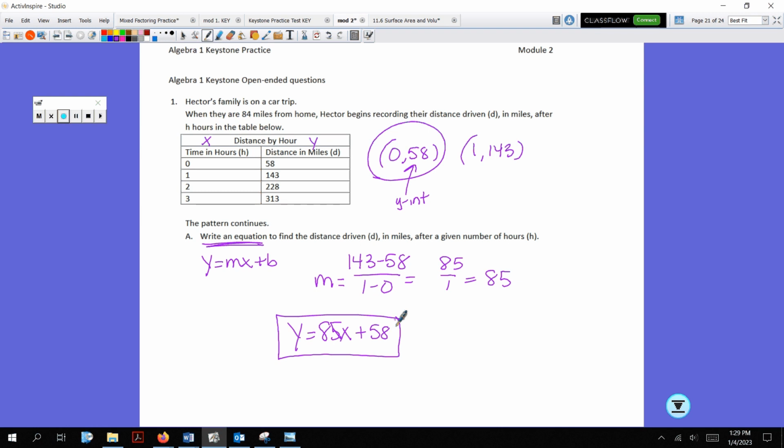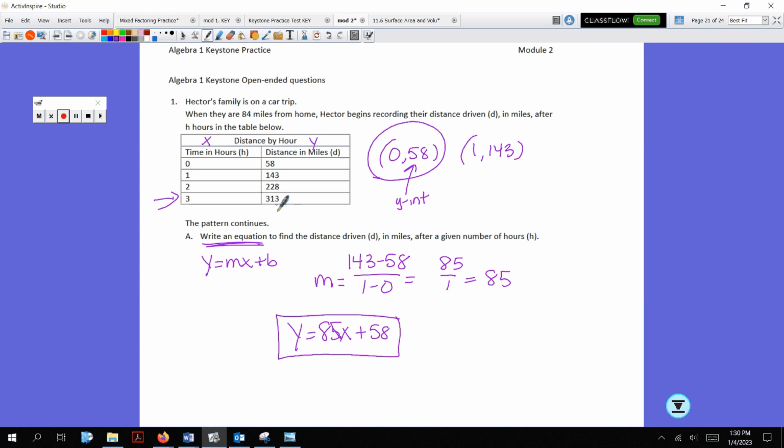If we were just to check, let's just plug it in. Let's check this one here. So if I take 85 times 3 plus 58, that gives me 313. I'm just checking my answer to make sure it's right, and it is right. So I did it. You did a good job.